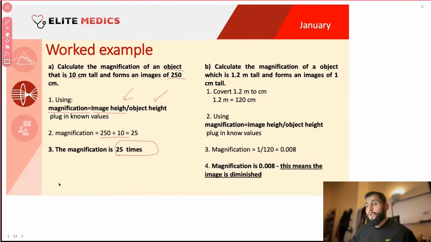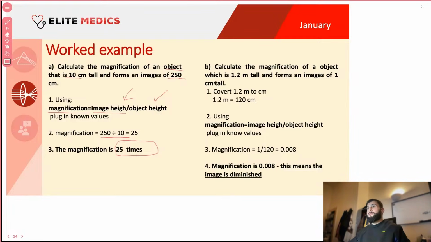So what does that mean? That object was magnified 25 times its original height. Does that make sense? So the object is 10 centimeters tall. Okay? The image that it formed is 250. Right? So we got an image that is 25 times taller than the original object height.